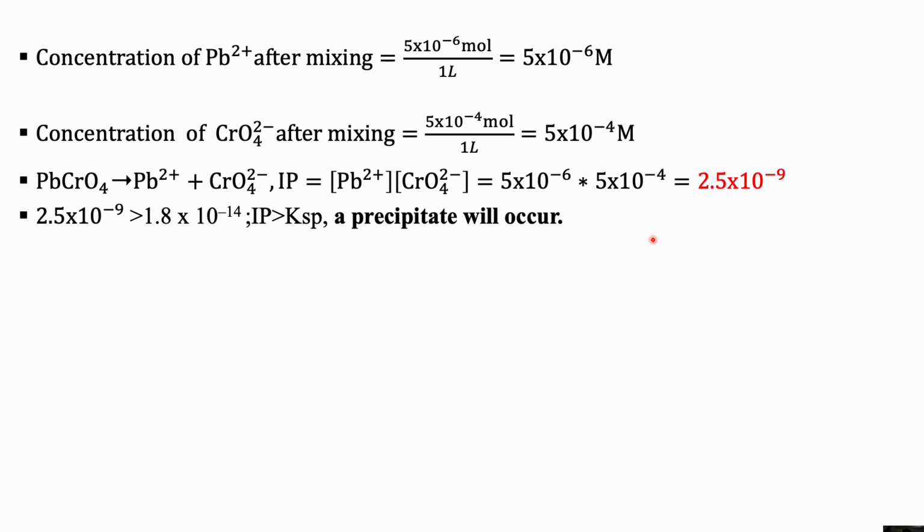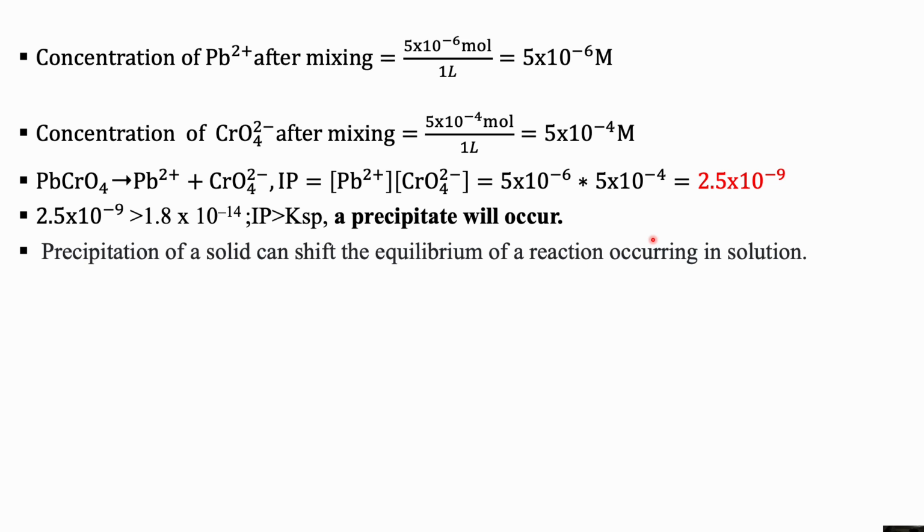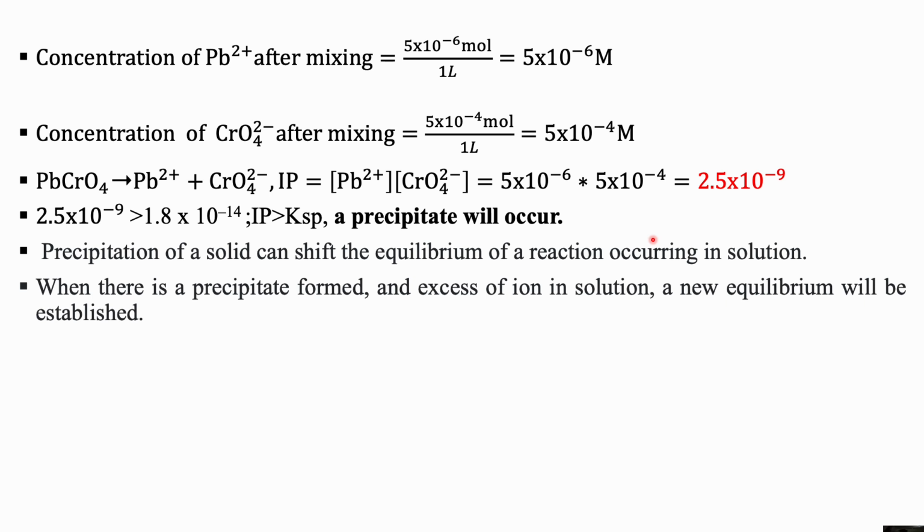But if a precipitate is going to be formed, what will be the concentration that will be remaining in the solution? The concentration of lead that will remain in the solution. Here then we need to see a new equilibrium. Precipitation of solid can shift the equilibrium of a reaction occurring in the solution. If we have a precipitation, it will shift the equilibrium. That means the precipitate is going to be formed, and it is decreasing the concentration in the solution until the equilibrium is established. A new equilibrium will be established.